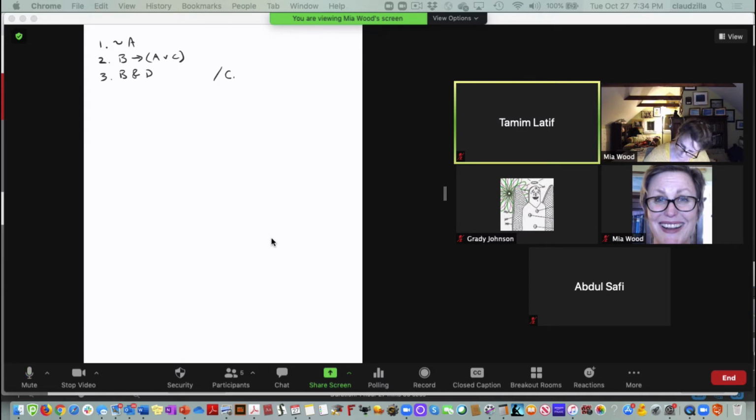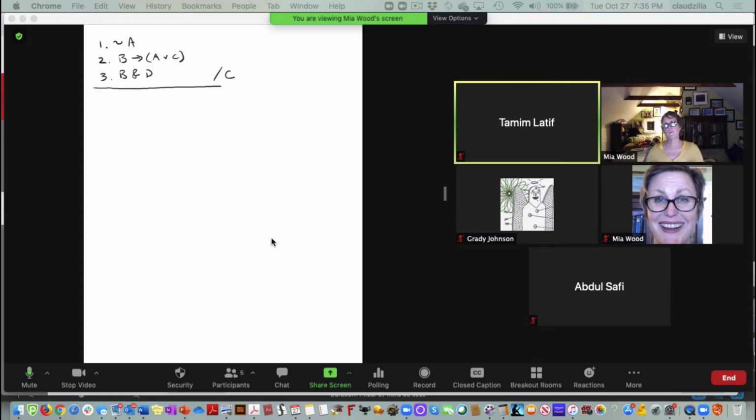Okay, so here's our argument. Okay, it's not the case that A. Moreover, if it's B, then it's either A or C. In addition, it's both B and D, so it's C. Okay, I'm making sure that I've basically copied this out the way we want to have it copied.